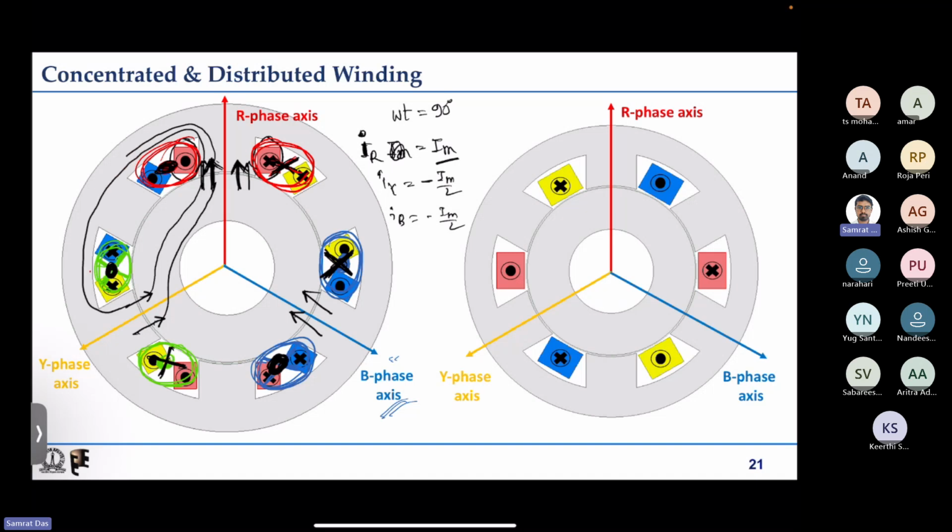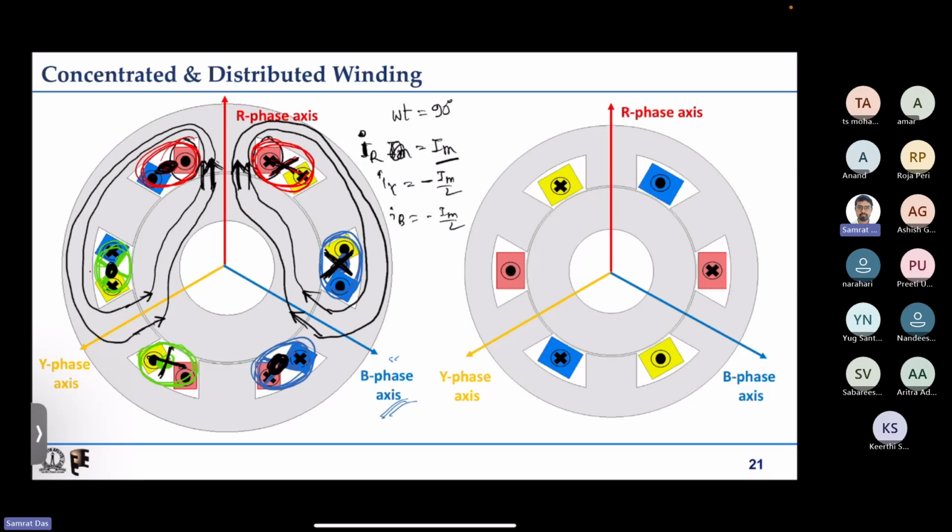It will complete its path, and similarly it will flow here and flow here, like this. It will complete its path, right? This is how your field would look like at this instant.